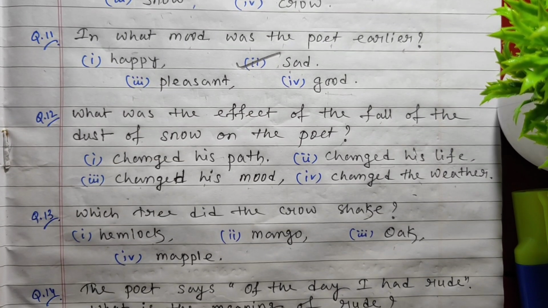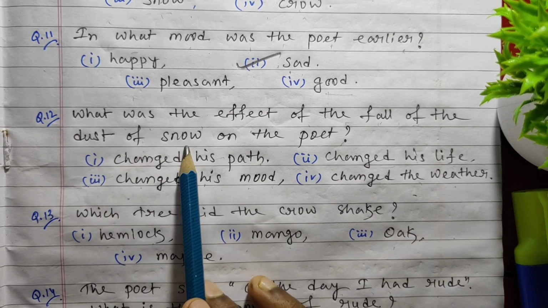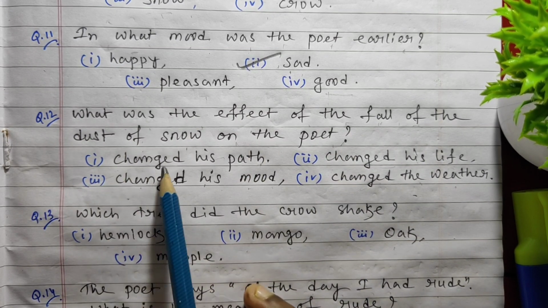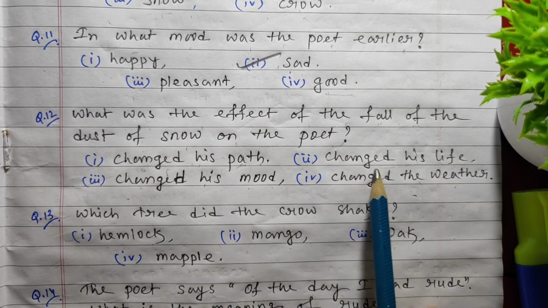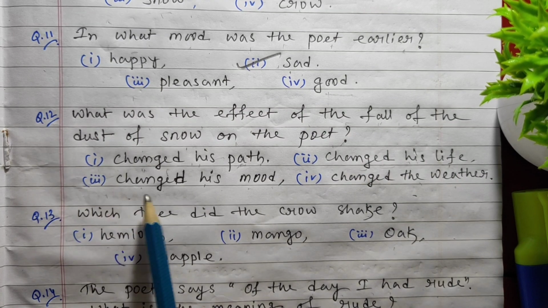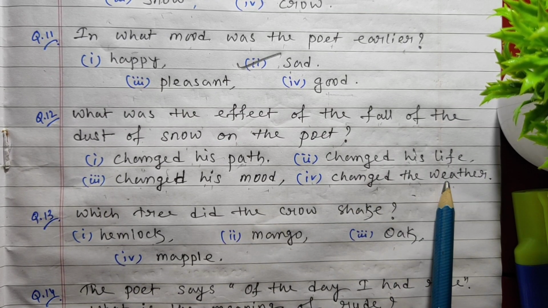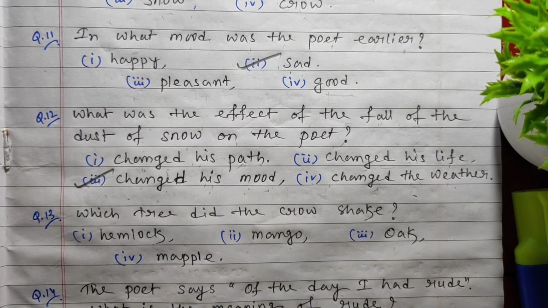Now number 12. What was the effect of the fall of the dust of snow on the poet? And here are the options. Number 1 changed his path. Number 2 changed his life. Number 3 changed his mood, and number 4 changed the weather. And the correct option is changed his mood.